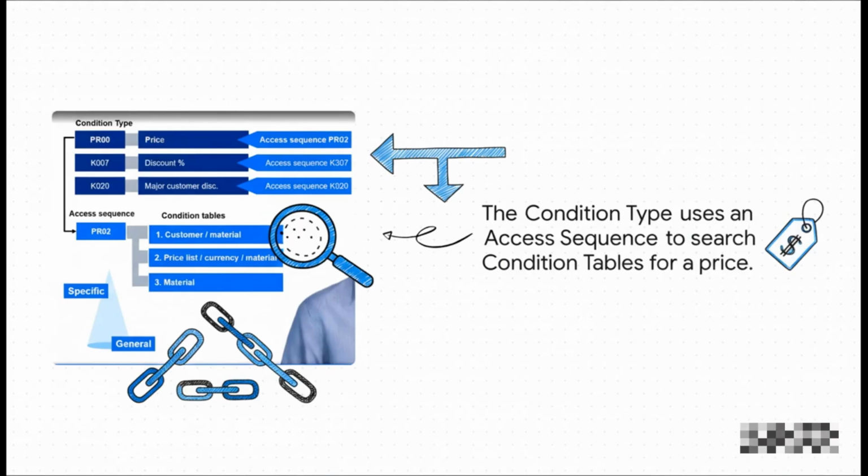Okay, so let's put it all together. Here's how it works. The system needs to find a price. That's the condition type. To do that, it uses a search plan, the access sequence. That plan tells it to check a series of data tables in a specific order, from most specific to most general, until it finds a valid condition record. It's just a beautiful, logical chain of events.